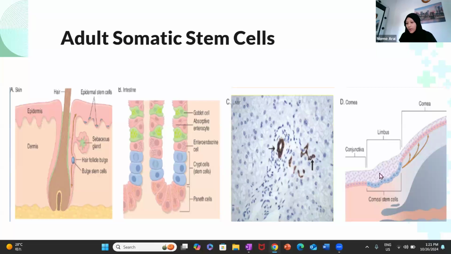In your eye, there's a part called corneal stem cells, which can regenerate in case there's any damage and so on. These, with the hematopoietic stem cells, are examples of adult stem cells or multipotent stem cells or somatic stem cells. All of them mean the same thing, okay? Is that clear so far?